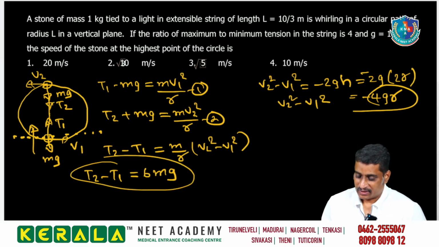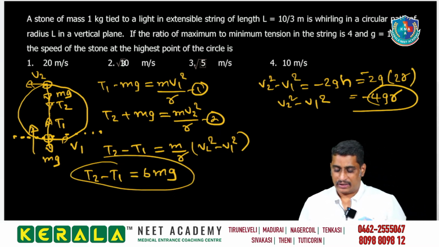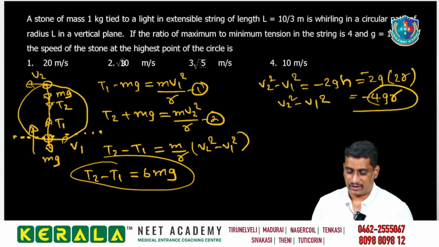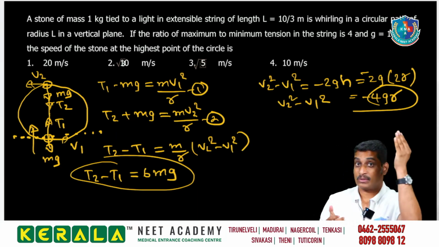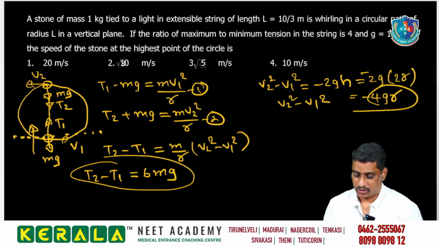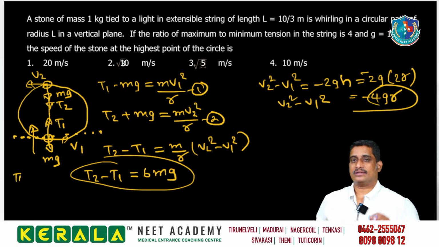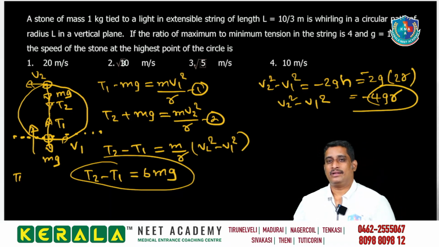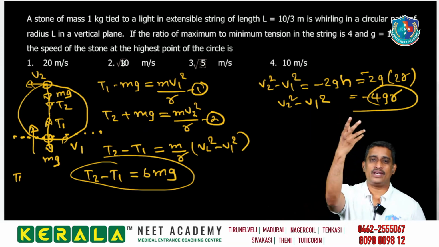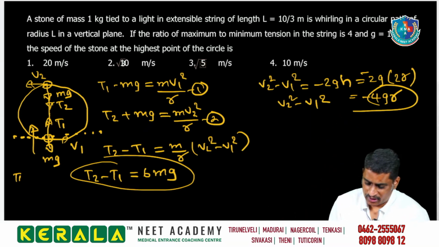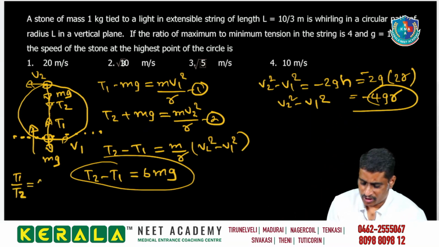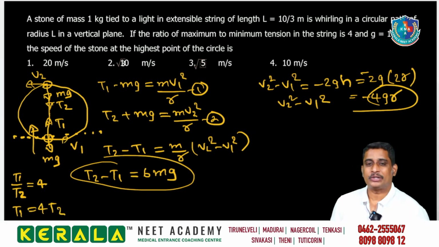Okay. In this question they have given the ratio between the tensions: maximum tension to minimum tension is 4. Tension in a string in a vertical circle is always maximum at the lowest point and always minimum at the highest point. So the T1 by T2 ratio is 4, so T1 will be equal to 4 T2.